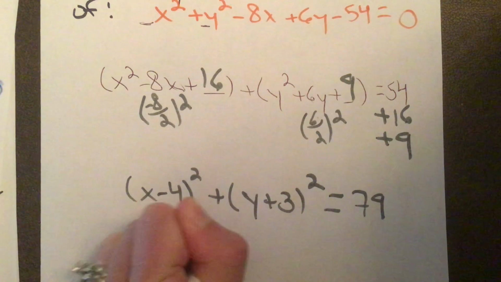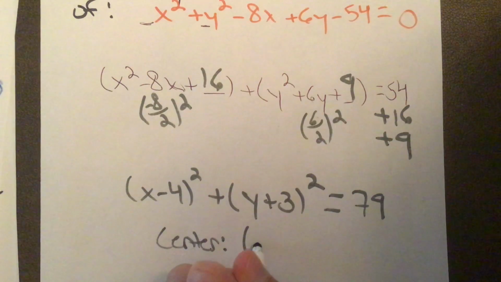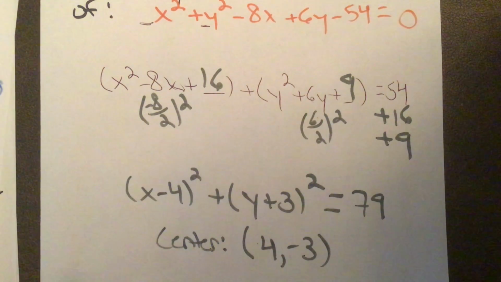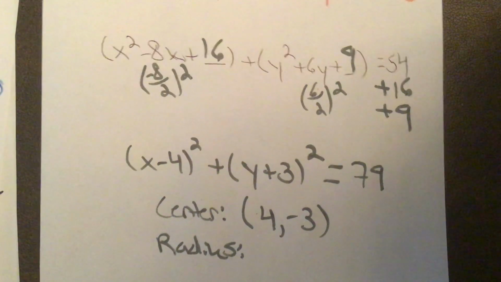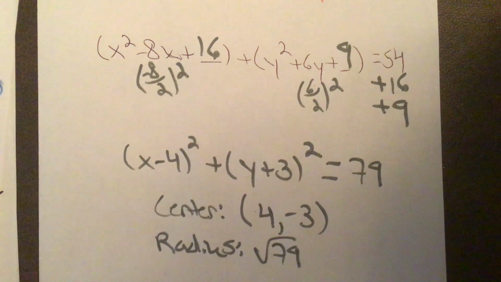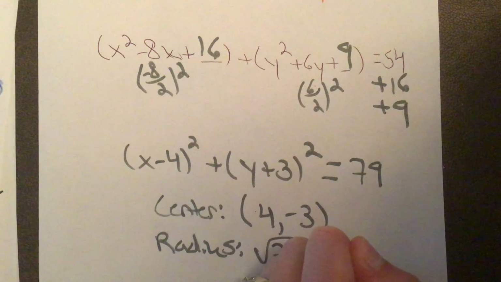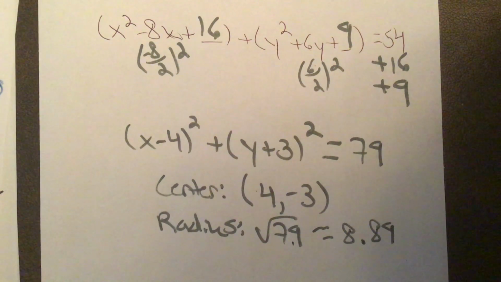So now that I have it in that standard form, the center of this would be just the opposite of both of these. So the center would be at +4 and -3. And the radius, remember, the radius squared is 79. So in this case, the radius is just not a nice number. It's the square root of 79. If you wanted to get a decimal approximation just to help you graph it, you could. So the square root of 79 is about 8.89. We know it's really close to 9 since 79 is really close to 81.